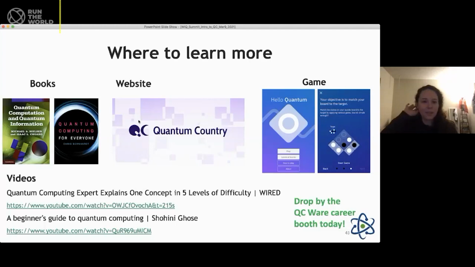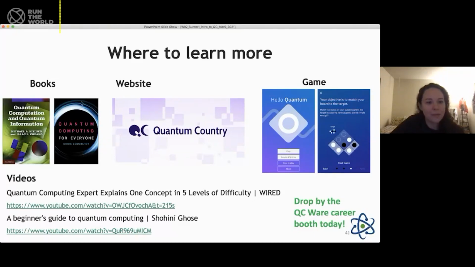And I put together some resources for people who want to learn more. These are just my picks. There's so many that it's hard for me to pare them down. But if you're looking for a good book, this is a very technical book that I like a lot. It's the one that everyone gets recommended, I think, when they come into the field. So Quantum Computation and Information by Nielsen and Chang.